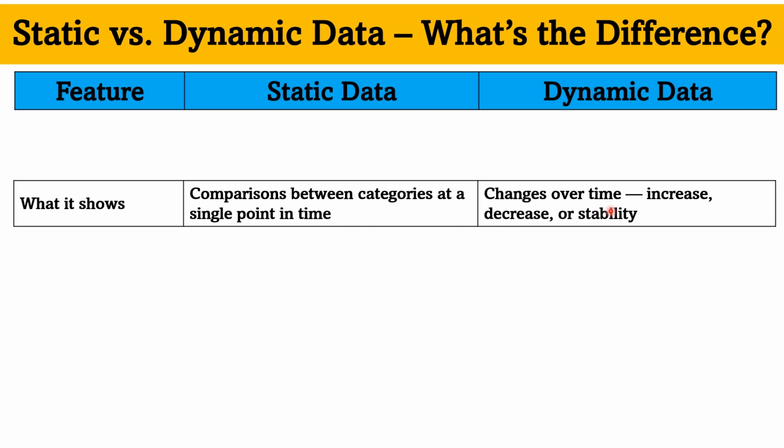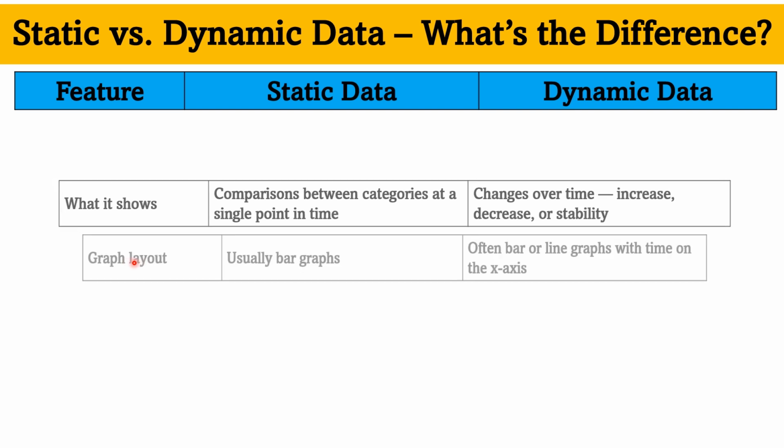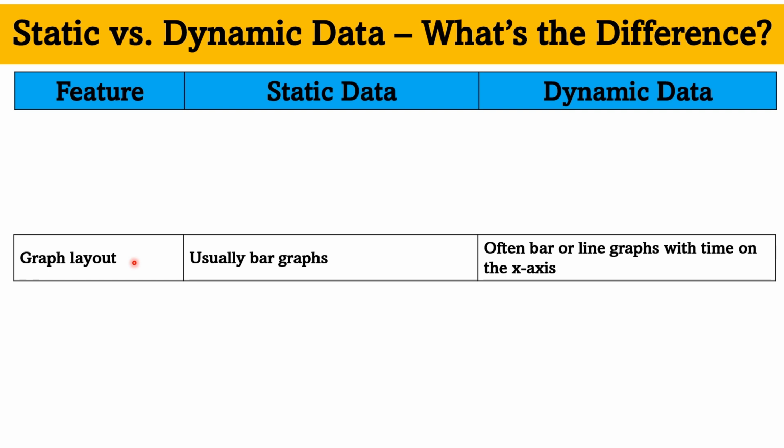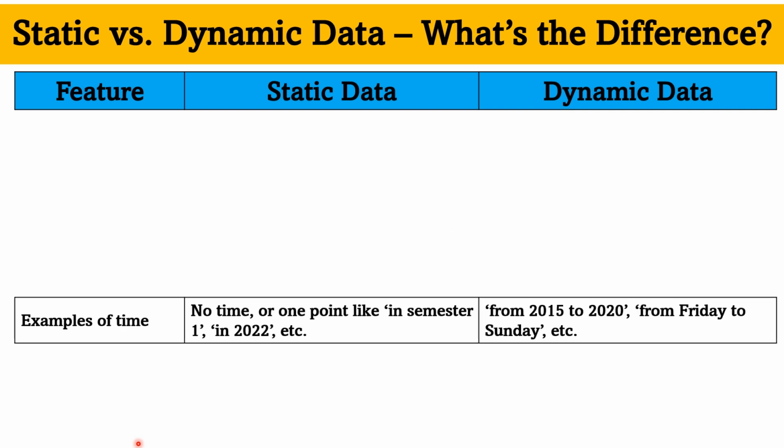Dynamic graphs focus on trends, meaning how things go up, down, or stay the same across time. The next one is the layout. Static data is usually presented using bar graphs. Dynamic data can appear as either line or bar graphs, and you will always see the time on the x-axis. Now let's look at some examples of time.